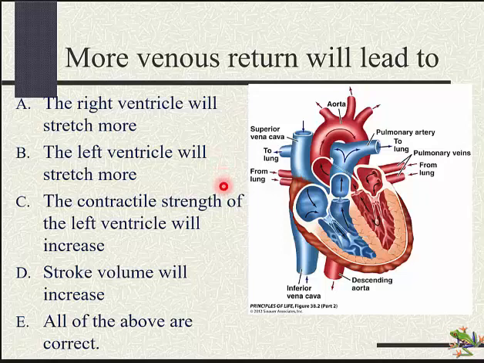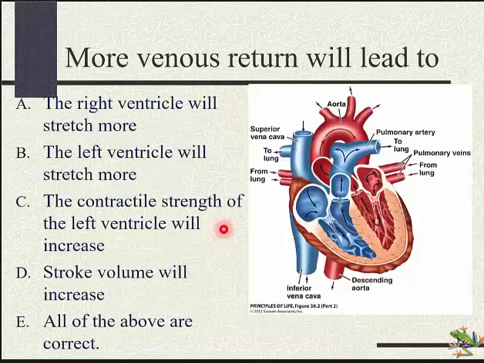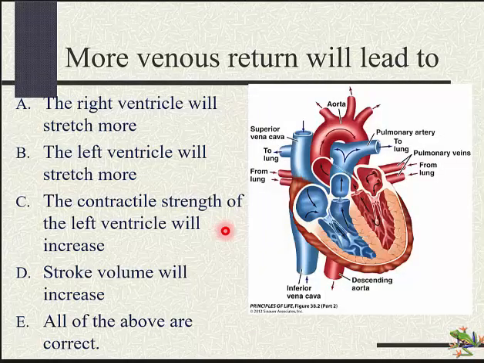And that will lead to an increase in the contractile strength. This is called the Starling effect, and just think of a balloon being blown up more, and then the recoil will be bigger. So that's the Starling effect. And because you have more blood in the left ventricle, the stroke volume will be increased. So all of the above are true.